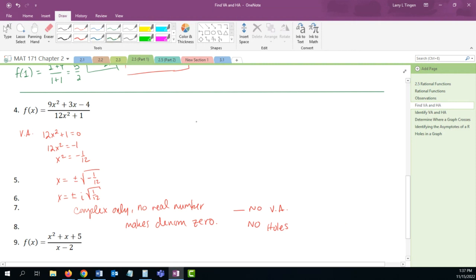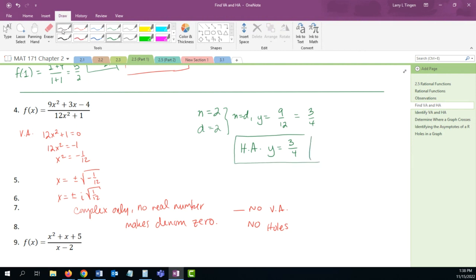The horizontal asymptote, on the other hand, is fine with this. The numerator has a degree of 2. I do that every time in the notes. The denominator has a degree of 2. N and D are equal. That means y is equal to the ratio of the leading coefficients, which is 3/4. Horizontal asymptote, y equals 3/4. All right.